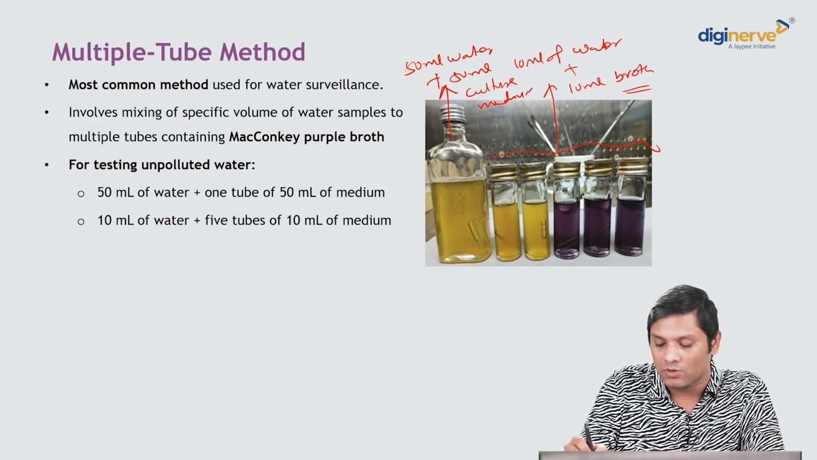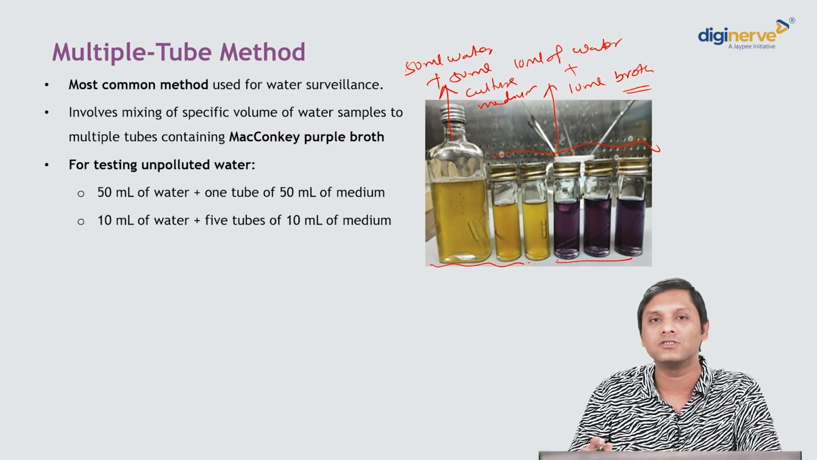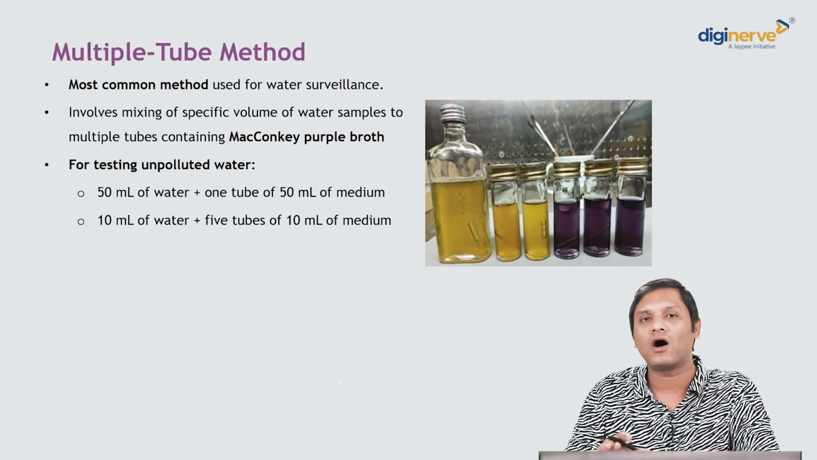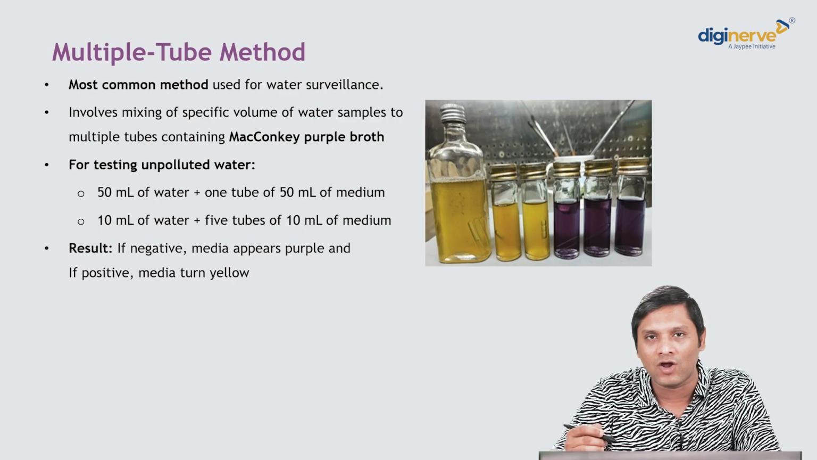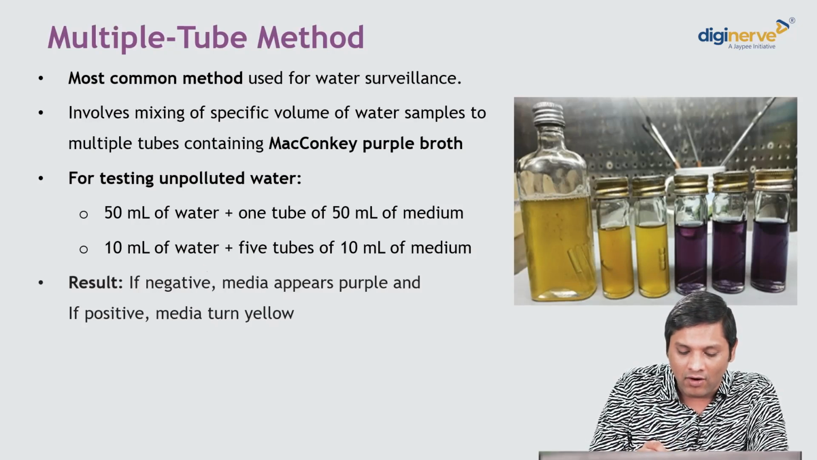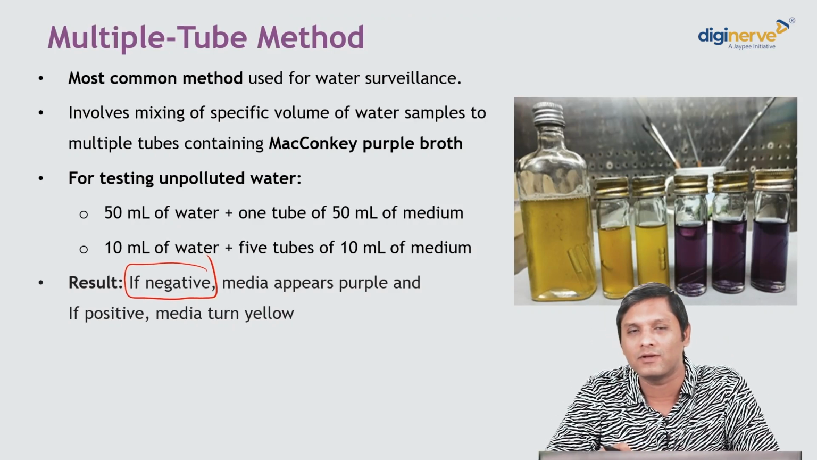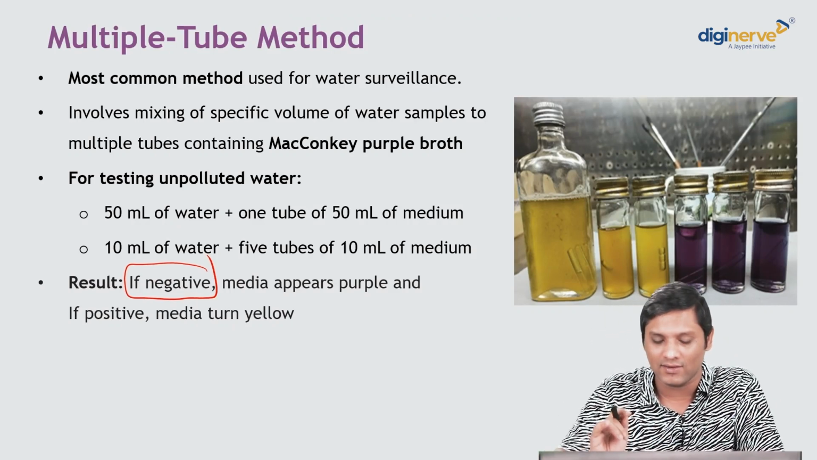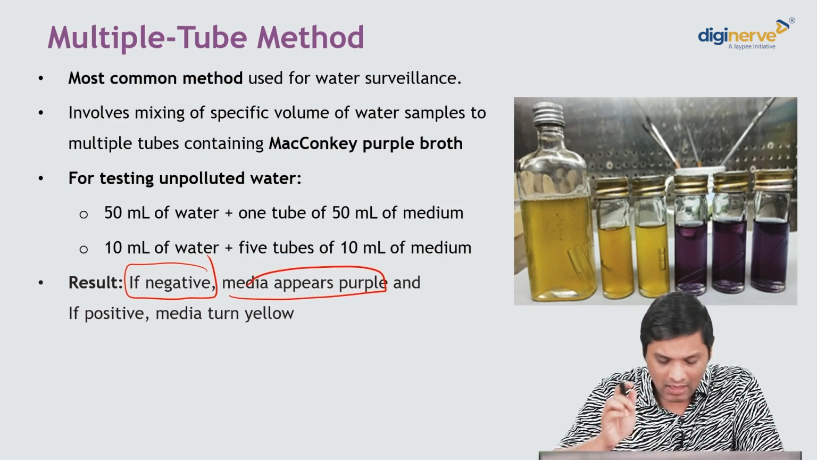It should appear purple. Now it is looking yellow because the organism has grown. After the organism has grown, it will appear yellow. Otherwise, primarily when you add a water sample to the culture medium, it should appear purple in color. So the result is like this. If the organism has not grown, if there is no organism in the water sample, the test will be negative. In such a case, the media will remain purple.